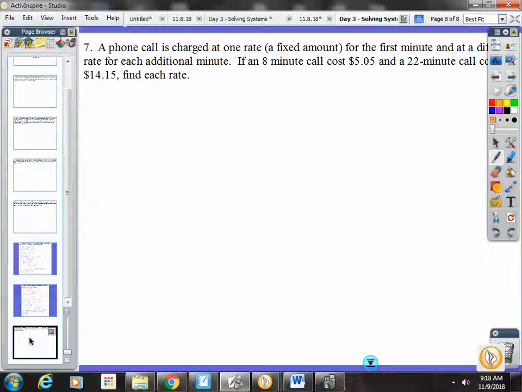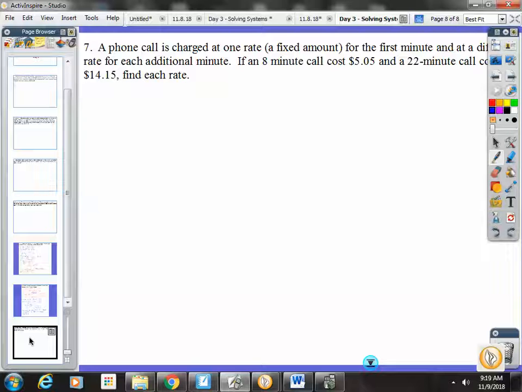Okay, so my brain automatically goes into slope intercept form. I'm sure if yours does, mine did. I'm thinking a fixed amount, and then they're going to charge for each additional minute. So the first minute you're going to pay blank, and then every additional minute you're going to pay a different rate. So that makes me think slope intercept form because we have an M and a B, a fixed amount, and a value that's changing.